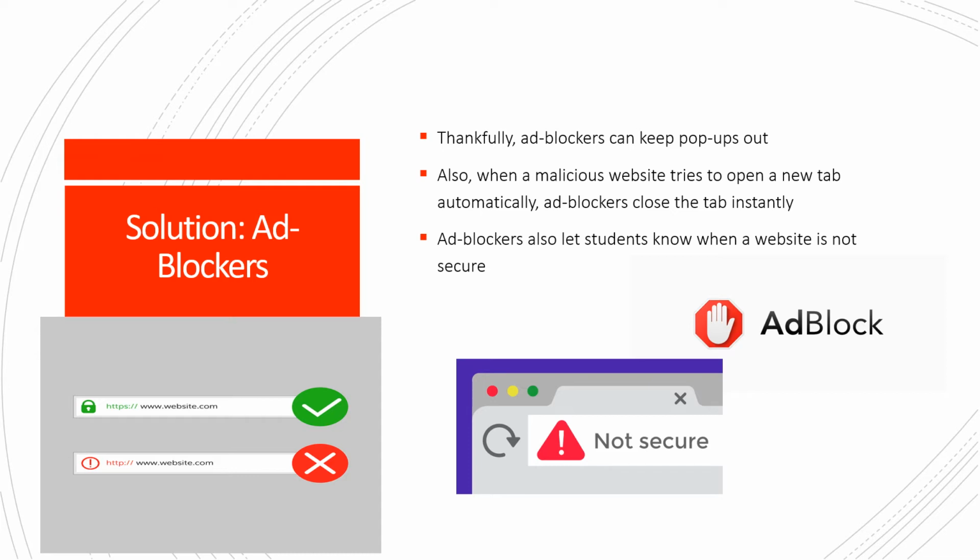A good solution for blocking pop-ups are something called ad blockers. An ad blocker is a downloadable application that simply does what its name suggests. It blocks any types of malicious pop-ups. Pop-ups usually open a new tab or a window, and what a good ad blocker does is that it automatically closes that pop-up and shuts it down.